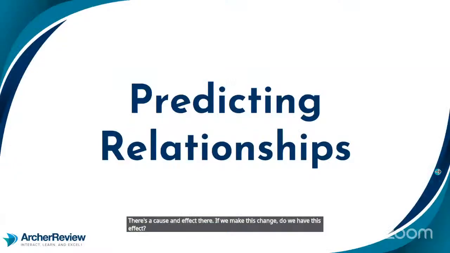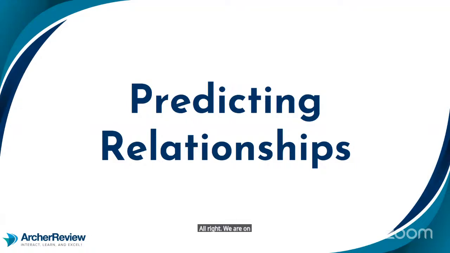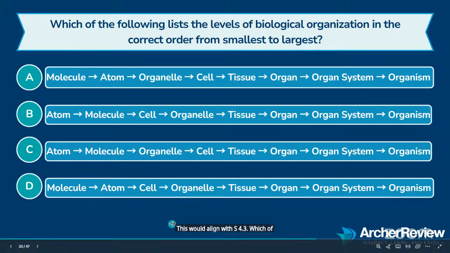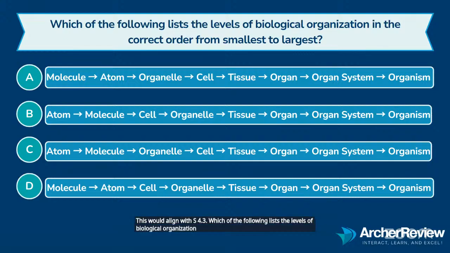All right, we are on to our last category, predicting relationships. This would align with S4.3. Which of the following lists the levels of biological organization in the correct order from smallest to largest? And I'm just going to leave the screen and let you look at it for a minute before I set the timer. I think if I read through it, it's going to be more confusing. So I'm going to give you like 10 seconds and then I'll set the timer.